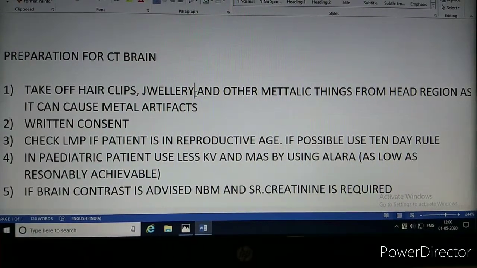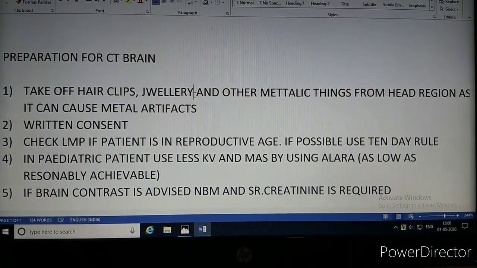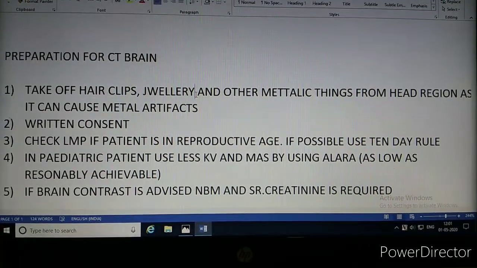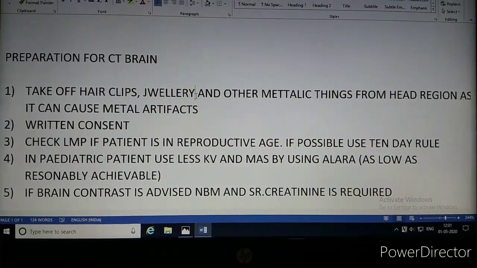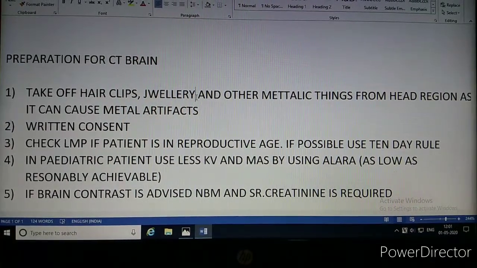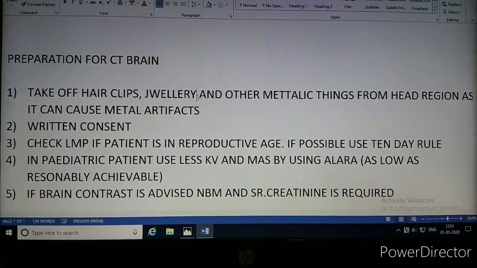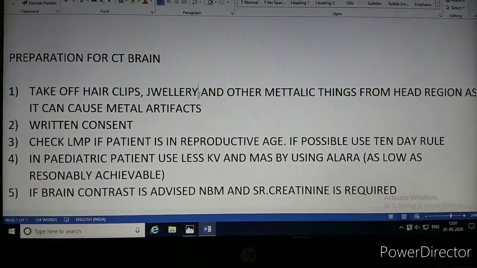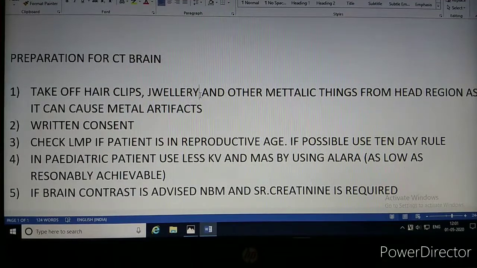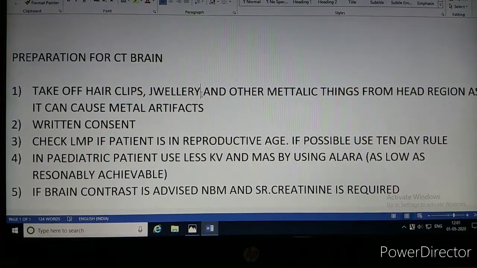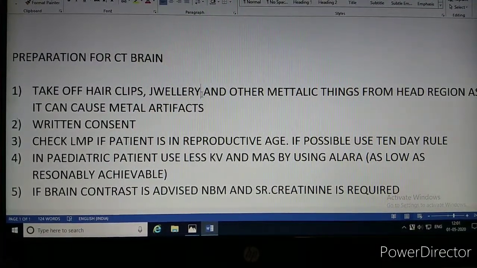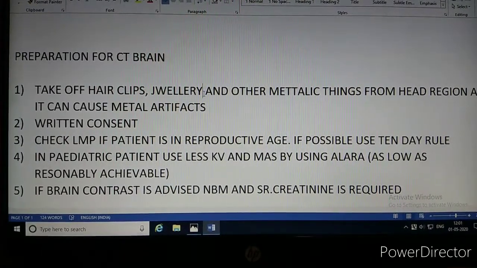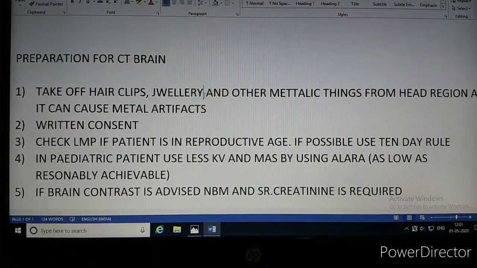Next, in a pediatric patient, like a child patient, we have to use less kV and mAs by using ALARA. ALARA is as low as reasonably achievable. Next, if brain contrast is advised in such tumors, we advise patient to keep NBM, that is nil by mouth, fasting for at least 4 hours, and serum creatinine blood test is required.